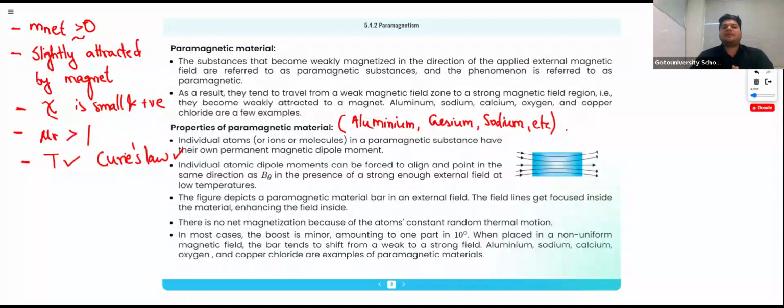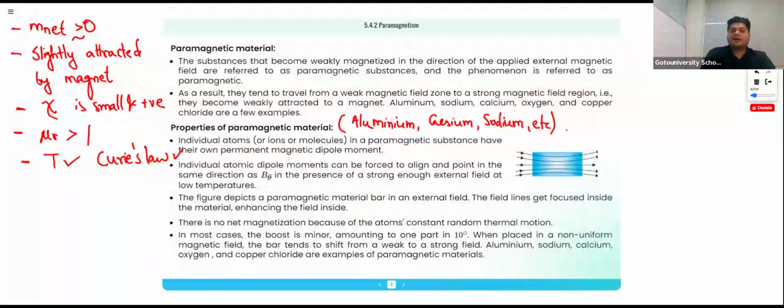Previously we studied the diamagnetic material. In diamagnetic material, net magnetic dipole moment was 0. It was not attracted by a magnet. Susceptibility was small and negative. Relative permeability was smaller than 1, and it does not depend upon the temperature. And when that material is kept in a magnetic field, the field lines would pass away from the material.